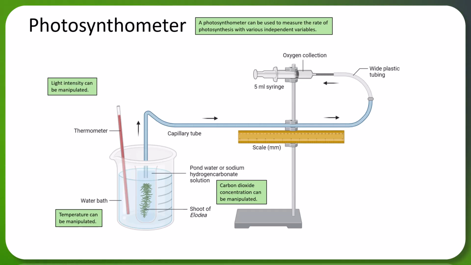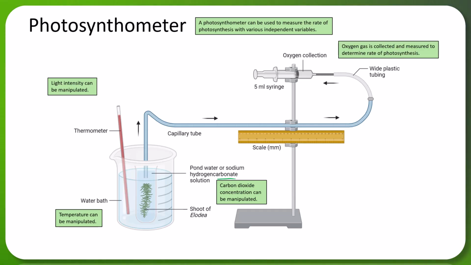Carbon dioxide concentration can be manipulated too, because when we use these aquatic plants, we typically put them into a solution containing sodium hydrogen carbonate, which is a carbon source. If we increase the carbon concentration of that solution, that would be indicative of a higher carbon dioxide concentration, and conversely, we could decrease the carbon source of that solution. So we can manipulate carbon dioxide concentration.